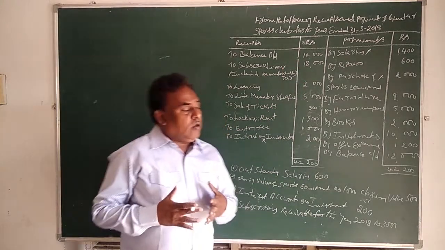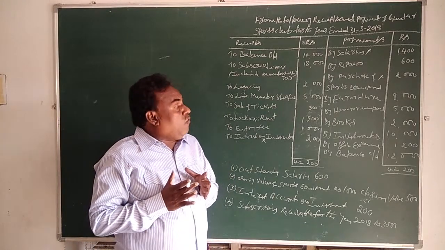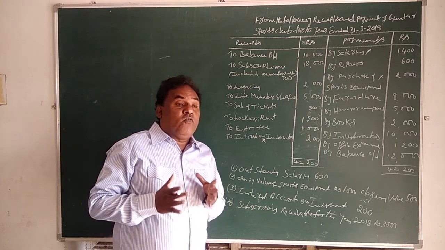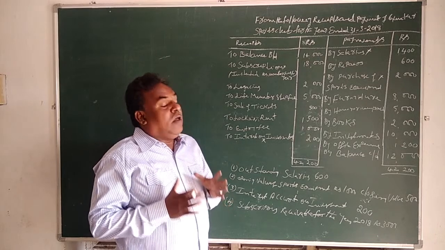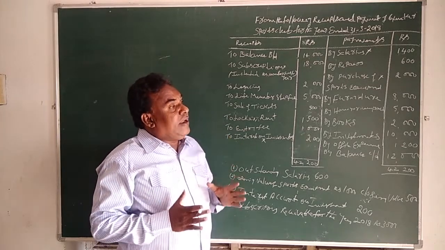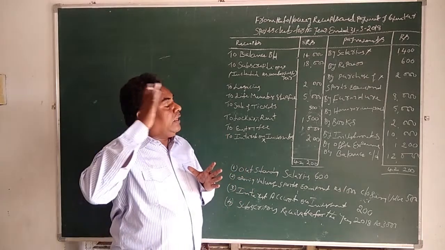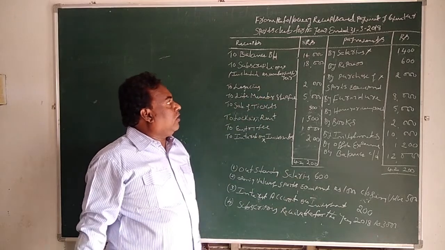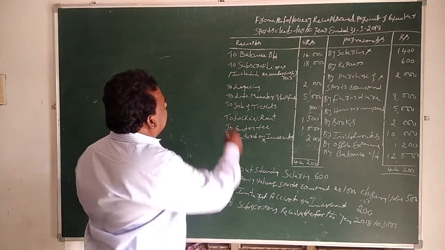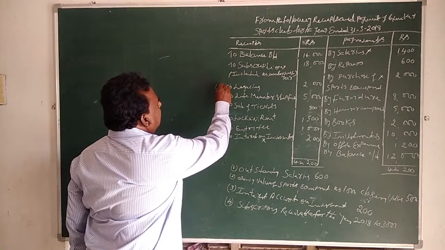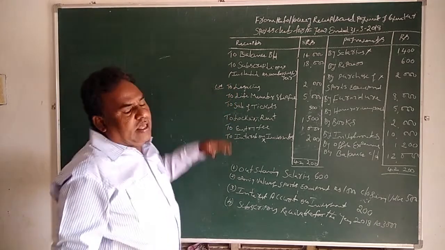So, first of all, we must identify the capital nature of expenditure and the capital nature of income. Such capital nature of expenditure and income is not recorded in the income and expenditure account. It is recorded in the balance sheet of the non-profit organization. First of all, on the receipt side, legacy is of capital nature. It is a capital income.